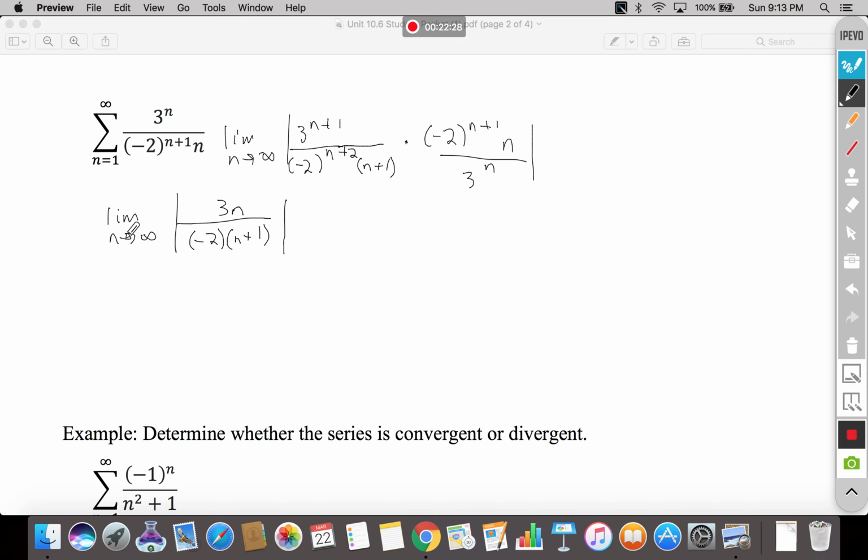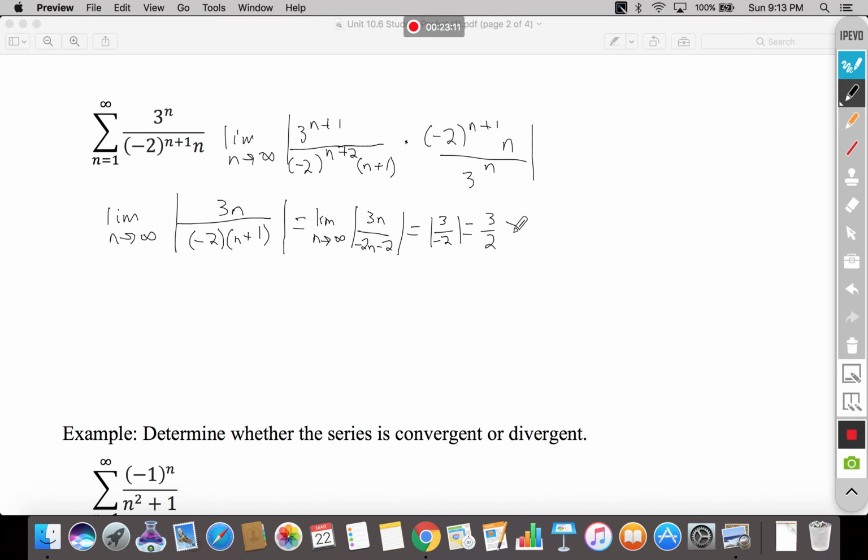Okay, so let's see. As n approaches infinity, this will give me the limit as n approaches infinity of the absolute value of 3n over negative 2n minus 2. And as n approaches infinity, these have the same strength. So we'll end up with the absolute value of 3 over negative 2. Because as n grows, the negative 2 doesn't matter, 3n and negative 2n win there. And then simplifying the n's, it's that. So we get 3 halves.